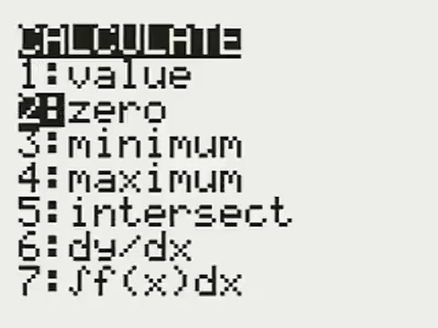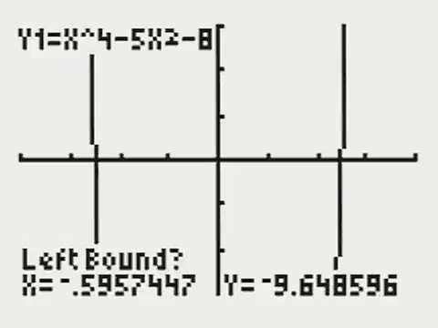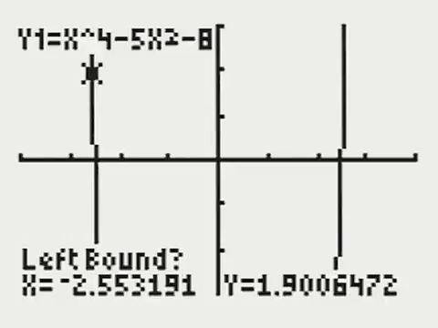To find these solutions, we're going to go to our calc menu. We're looking for where y is equal to 0, so we pick option number 2, which is zero. We're asked the question left bound. We're going to find the first solution that's over here to the left. Now we don't see our cursor right away, so we need to pay attention to the coordinates given at the bottom of the screen. We'll just keep scrolling to the left. We notice that as we scroll to the left, the y value is increasing. It's getting bigger, and then we can see our cursor.